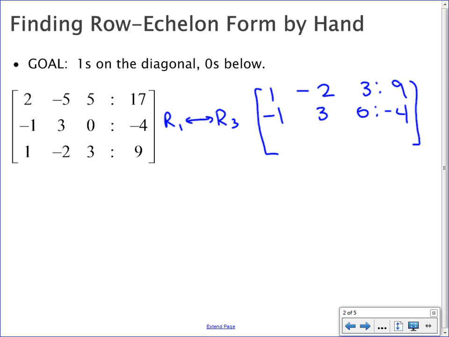It's going to take some creativity. If you like puzzles, you'll like this. Okay? All right. Now, remember we want a diagonal of 1s and these to be zeros.